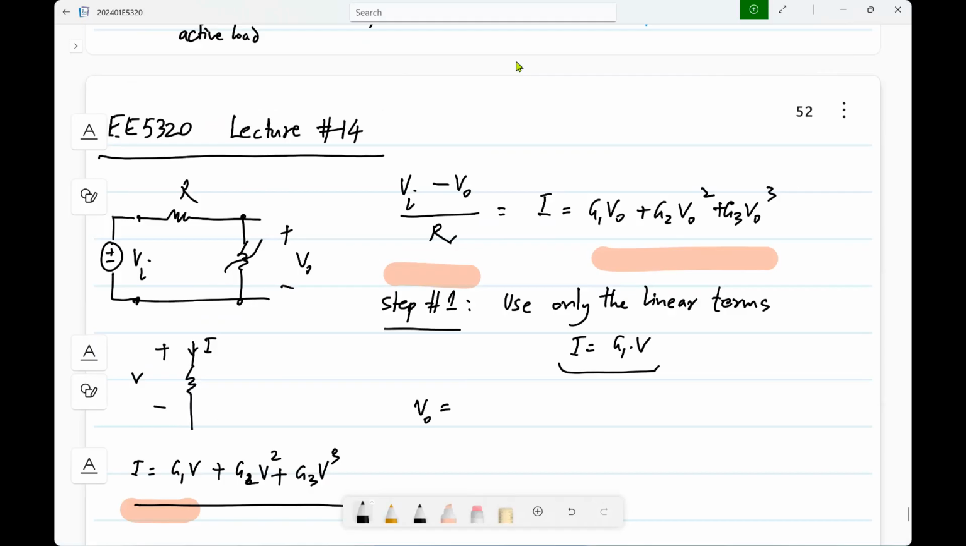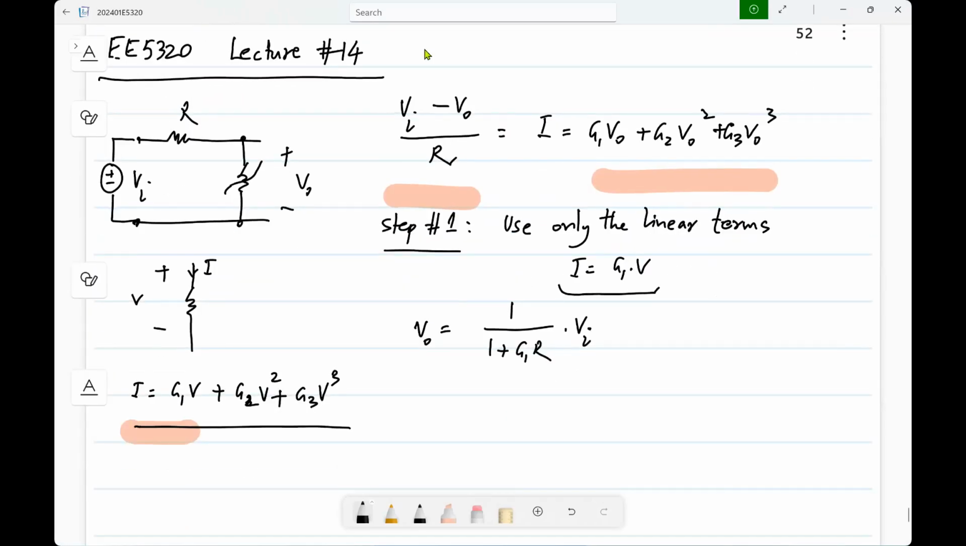Yeah, it's just a resistive divider, right? You have a resistor 1 by G1, you have a resistor R, it's a division between the two. So V naught will be 1 by 1 plus G1 R times Vi. Okay. So again, usually it is with specific inputs that we calculate. General expressions you can do, but anyway, it's kind of painful.